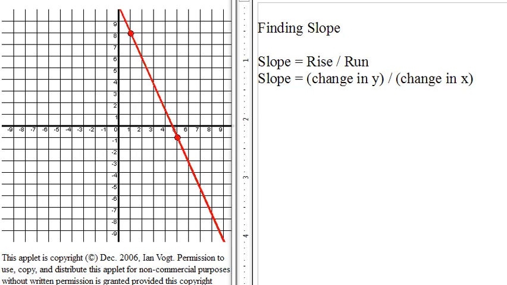I'm Andrea. This video is on finding slope, specifically finding slope when you're given a line. So you're given the graph of that line and not the equation.